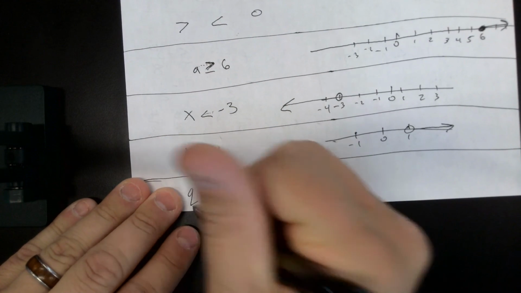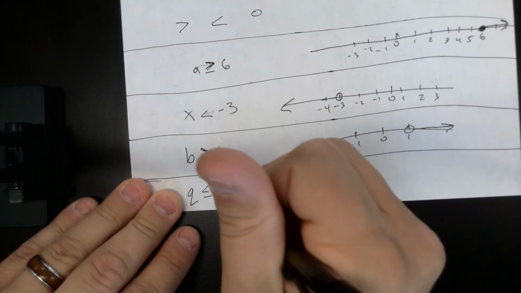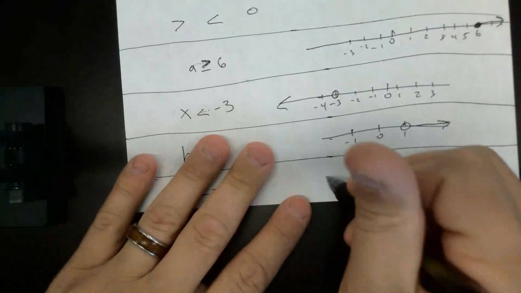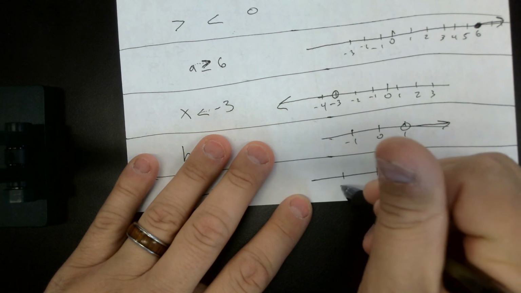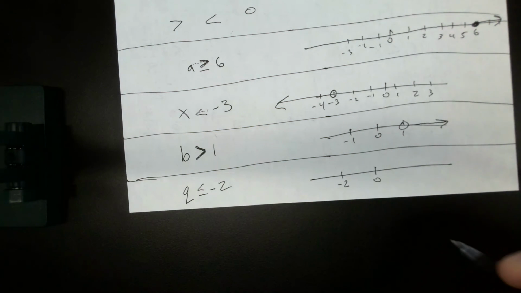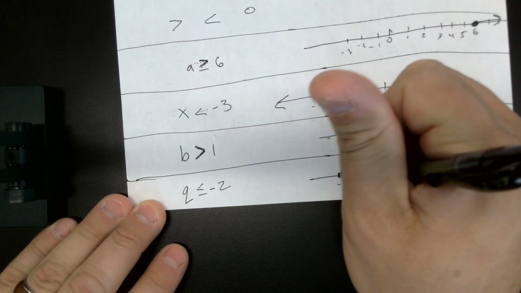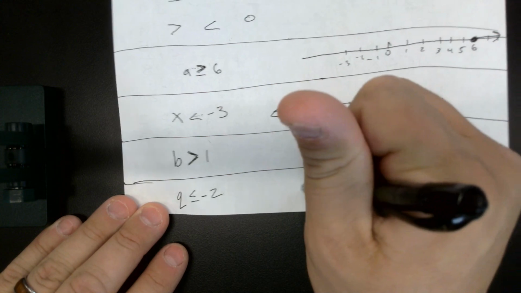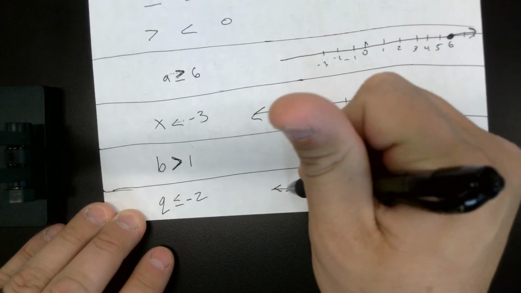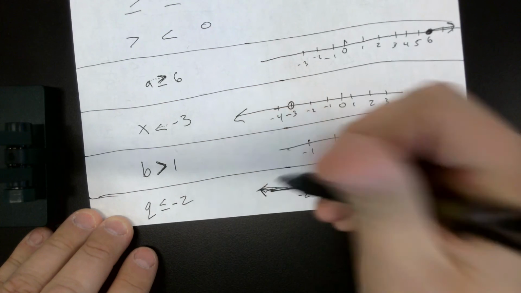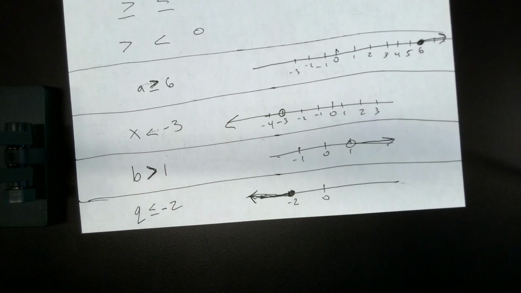Let's go. Q is less than or equal to negative 2. So there's 0, there's negative 2. Is it an open or a closed circle? Closed circle going to the left. And that's how you graph inequalities on a number line. Any questions on any of that?